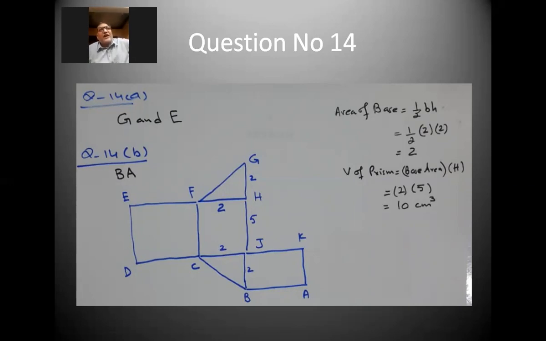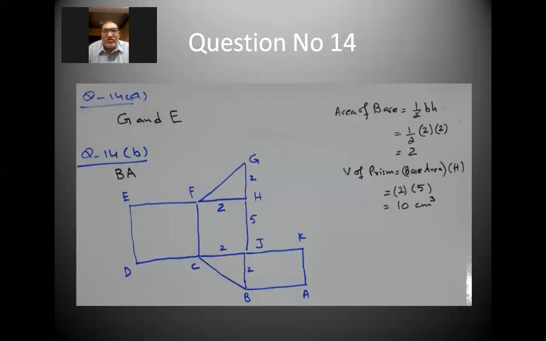Because in the prism, the base is that face which has an exact face on the other side. So that face is known as the base. Here, the triangle will be that base. And the distance between both the triangles on the two sides, that will be the height of the prism. And that is 5 cm.